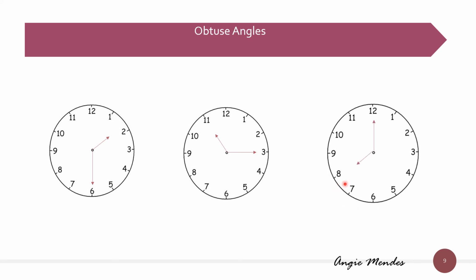And here's another one. We have the hour hand at 8 and the minutes hand at 12. Let's count the number of minutes: 5, 10, 15, 20. So this is an obtuse angle. Can you tell me what's the time here? Yes, it is 2:30. And here, 11:15 and 8 o'clock.